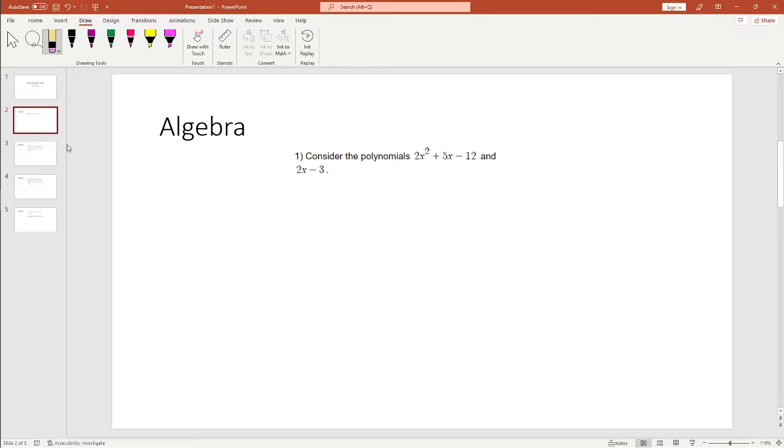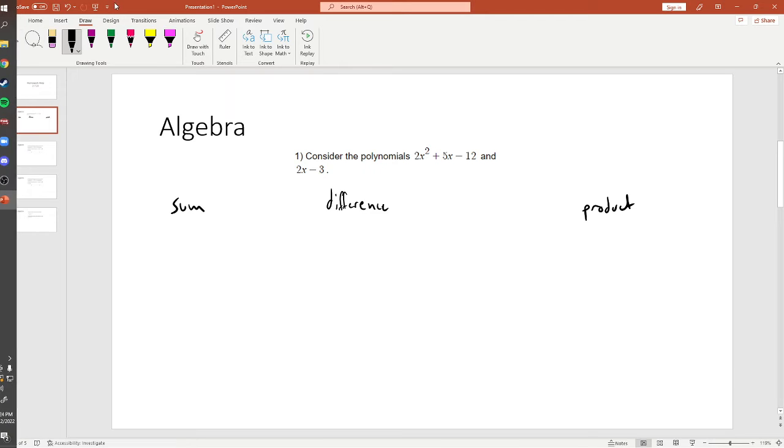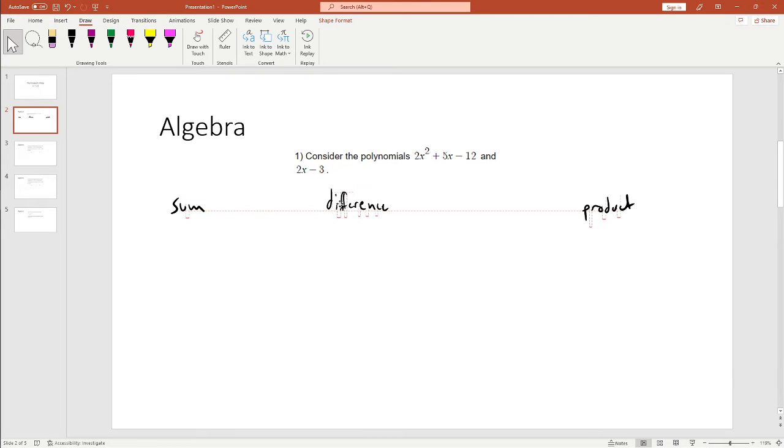Question number 1. Consider the polynomials 2x squared plus 5x minus 12 and 2x minus 3. There were 3 things I wanted you to do here. The first one was to find the sum. The other one was to find the difference. And then lastly, find the product. I skipped over finding the quotient because we haven't learned how to do dividing by a binomial.